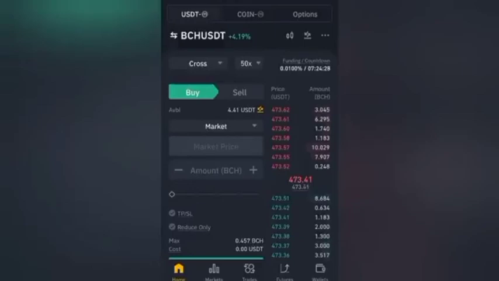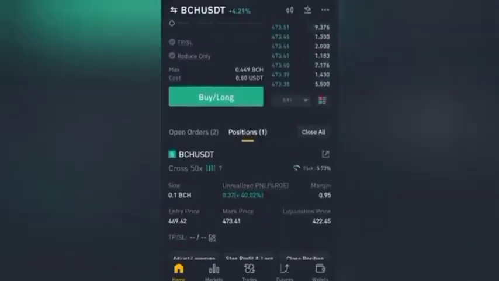Now if you scroll down to your liquidation price, you will notice that your liquidation price has gone up. Before it was 372, now it is at 422. You understand? Now this is how margin works. I took away some amount, and when I took away some amount, my margin got reduced.